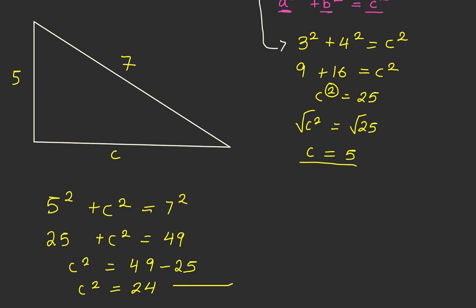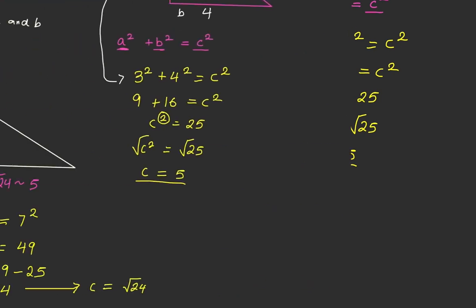Further calculation is not required. We can just leave it as a root. So that's C is equal to root 24. And we can just round it visually. So we could say this is 5, approximately.